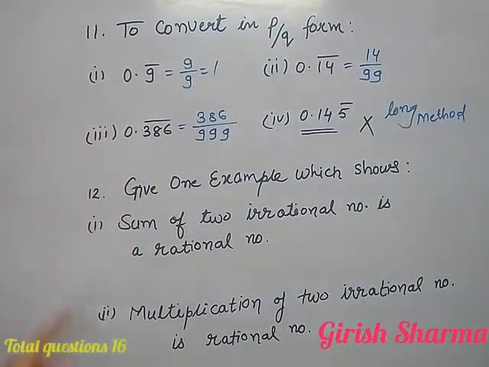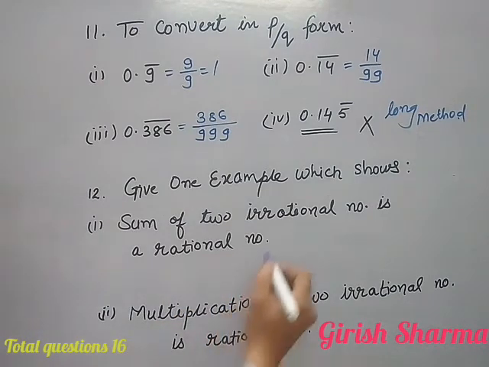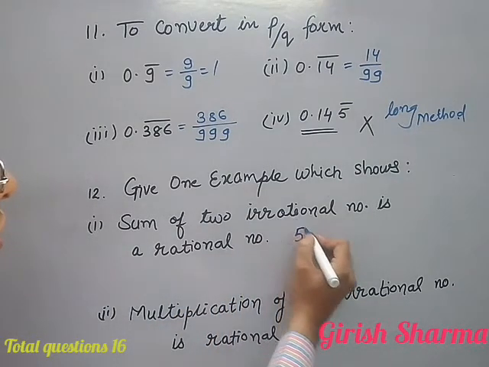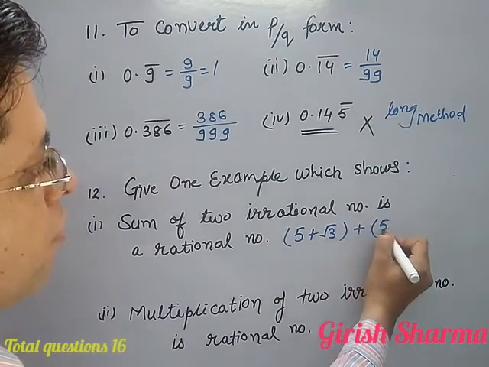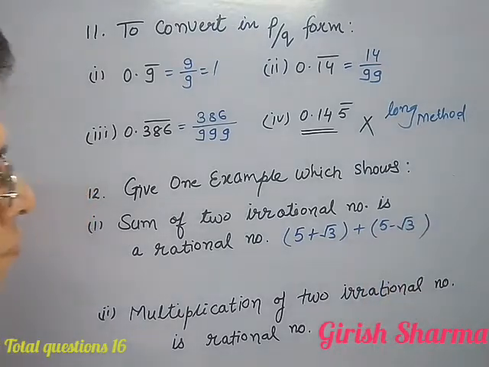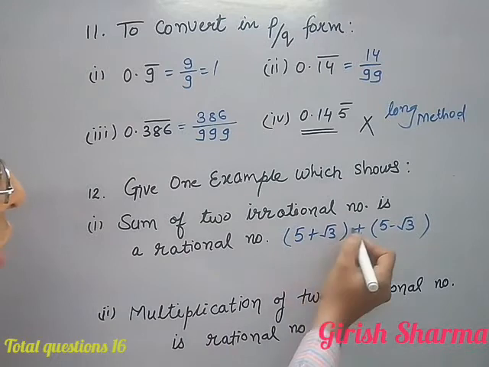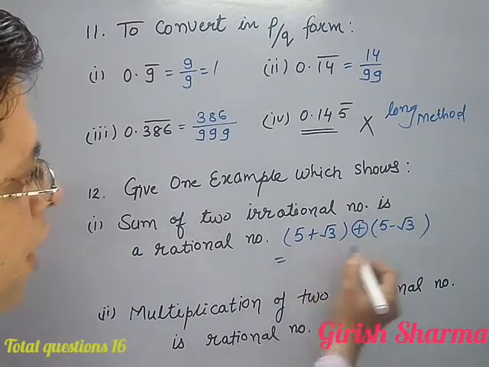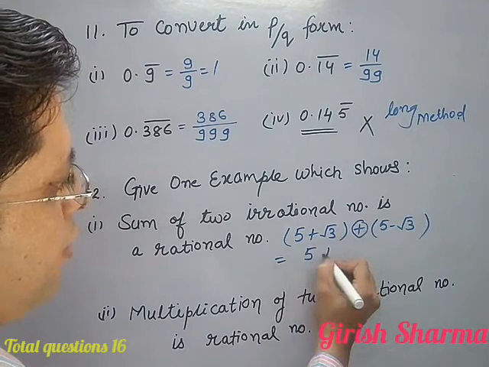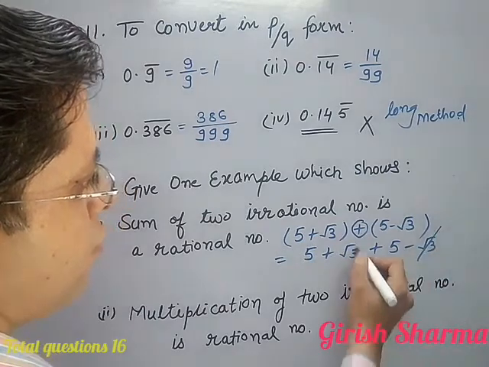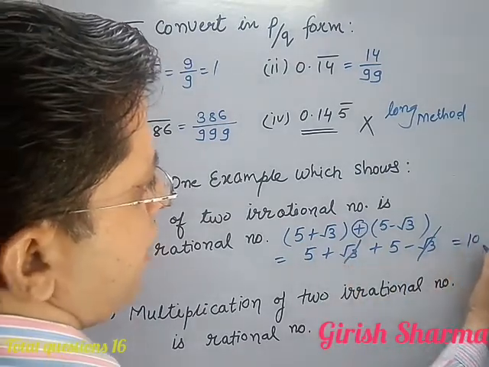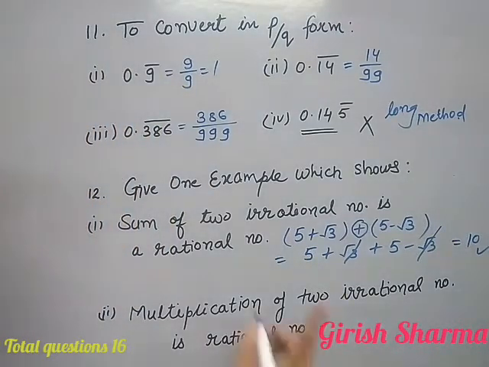Come on, give one example which shows the sum of two irrational numbers is a rational number. Okay, let us take two irrational numbers. One is 5 plus root 3, and we have to find the sum. Another irrational number is 5 minus root 3. We have to add. If I add, then we see here, 5 plus root 3 plus 5 minus root 3. This cancels with this, 5 plus 5 is 10. 10 is your rational number.